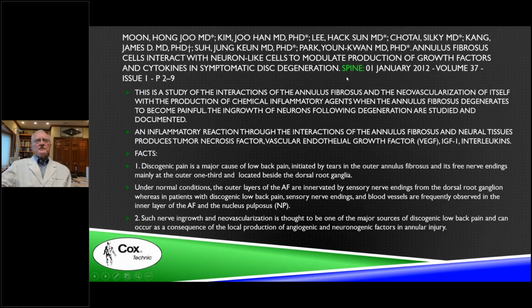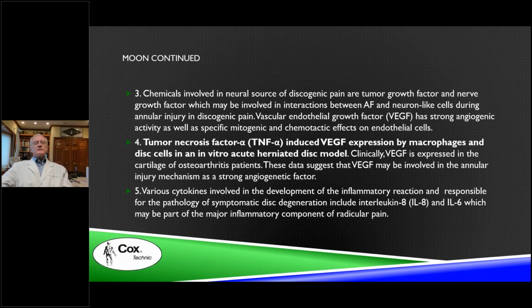Moon wrote this paper, and you can look these up, but the essence of it is that there is nerve ingrowth, growth of new blood vessels, which are surrounded by sympathetic nerves, thought to be one of the major causes of discogenic low back pain. That can result in sclerotogenous pain, radiating to the buttock, the lower extremity, usually not below the knee, unless it creates chemical inflammation of the DRG or the nerve root, resulting in full sciatic radiculopathy.